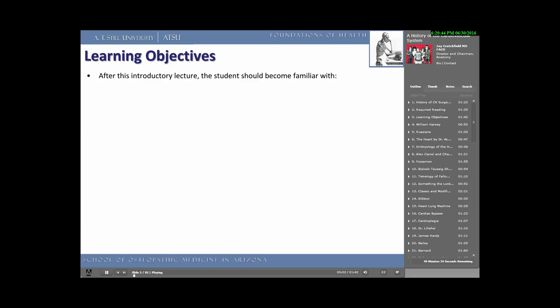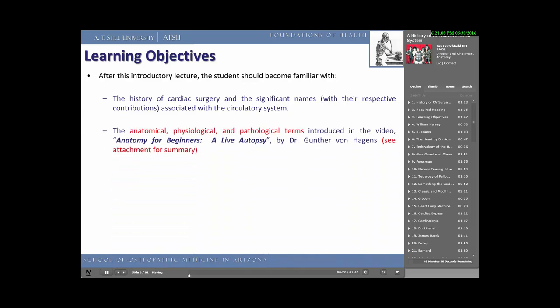So really, what is the point of this presentation? Well, let's look at some of the learning objectives. It's important for you to know the history of cardiac surgery and surgery of the circulatory system, as well as those significant names and their respective contributions, which are associated with our understanding of the circulatory system. Also, if you look under the paperclip icon, you'll see a couple of documents that I've given you that list out the terms you'll need to be familiar with from watching the video, Anatomy for Beginners, a Live Autopsy. The anatomical, physiological, and pathological terms introduced in the video have been written out for you.